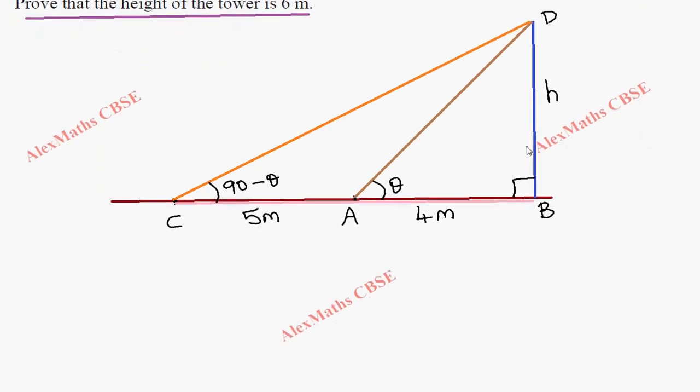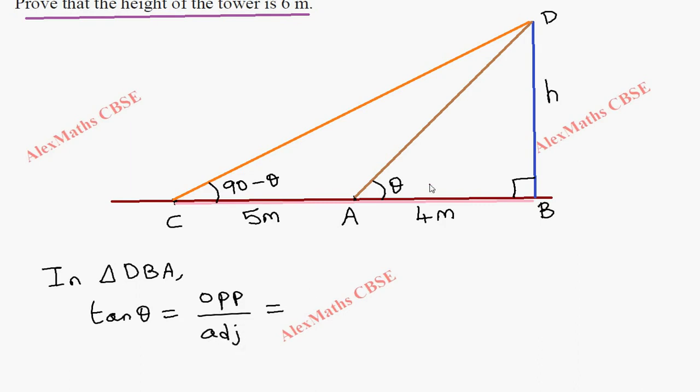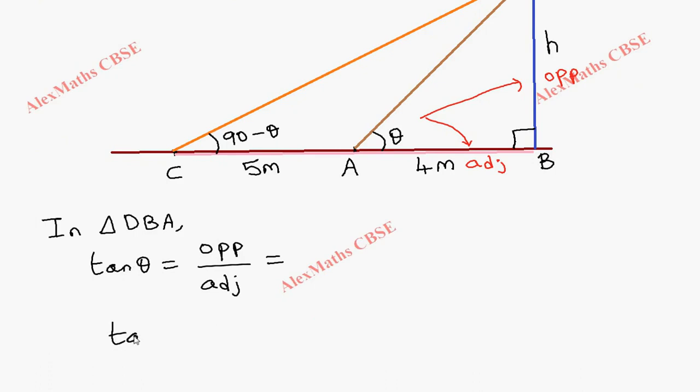Now we are going to take the first triangle. In triangle DBA, let's take tan theta, and tan theta by formula it is opposite by adjacent, and from here the opposite is H and adjacent is this AB. So when we substitute the value, tan theta equal to H by 4. Let's keep this as the first expression. In the same way, we take another triangle.